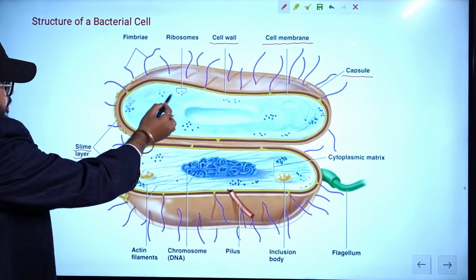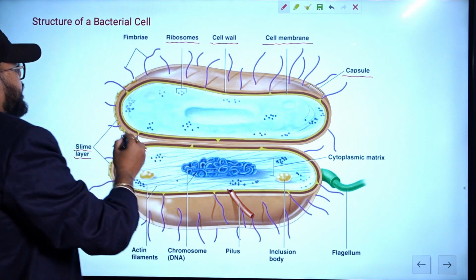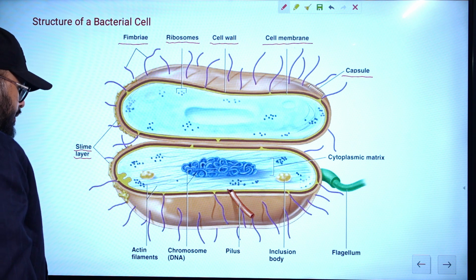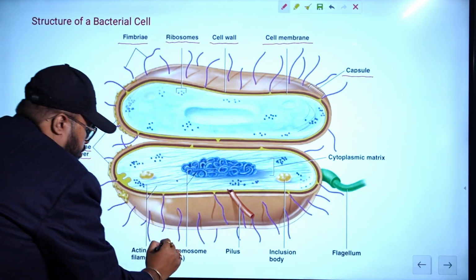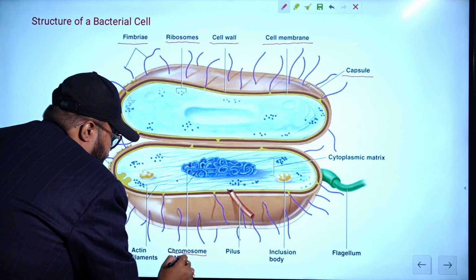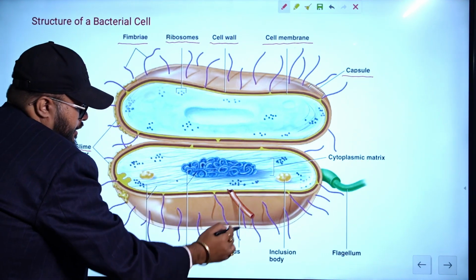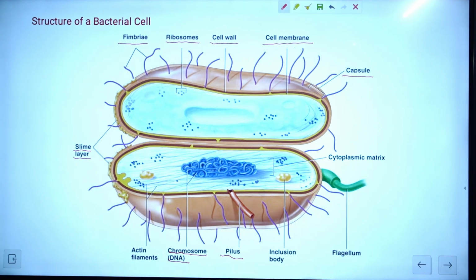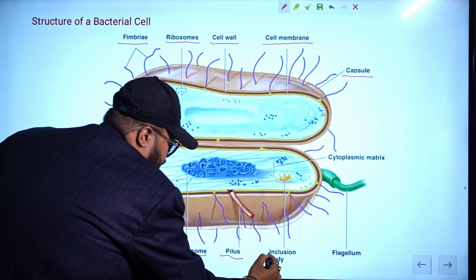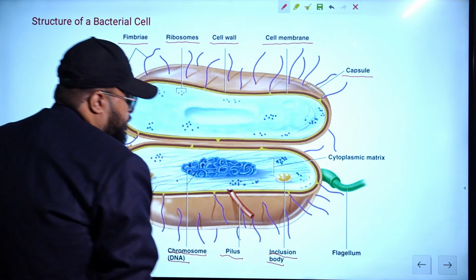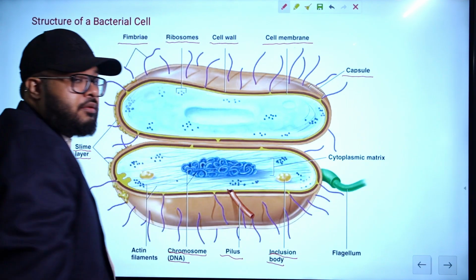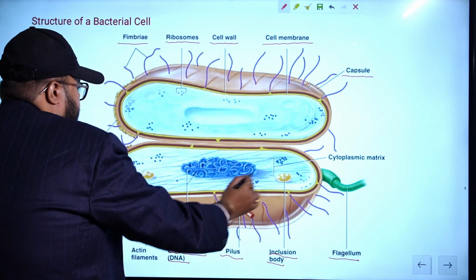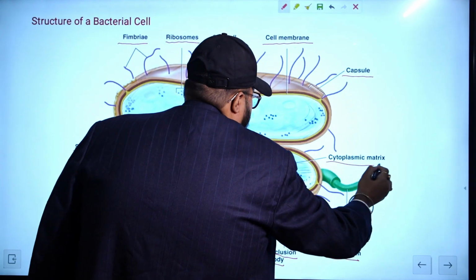These are the ribosomes. These are the fimbriae. This is the main DNA or the chromosomal DNA. This longer outgrowth is the pilus, also called the sex pilus or the conjugation pilus. This is the inclusion body. And this is the locomotory organelle, the flagellum. And this is the cytoplasm of the bacterial cell, the cytoplasmic matrix.